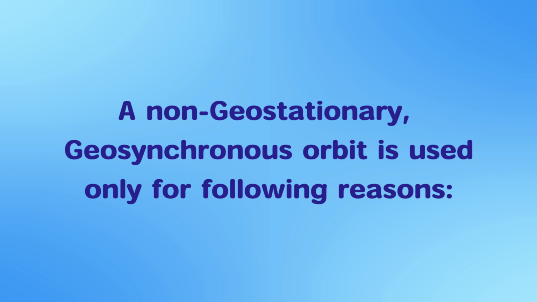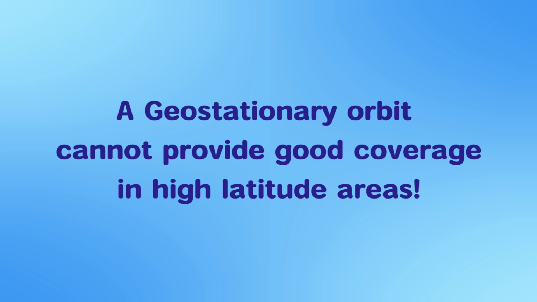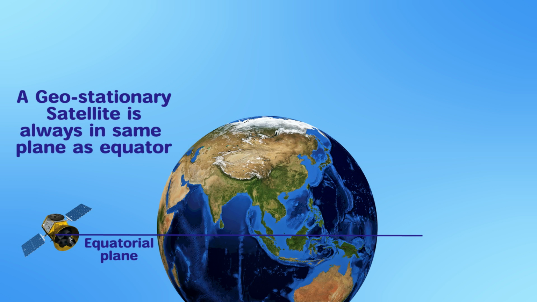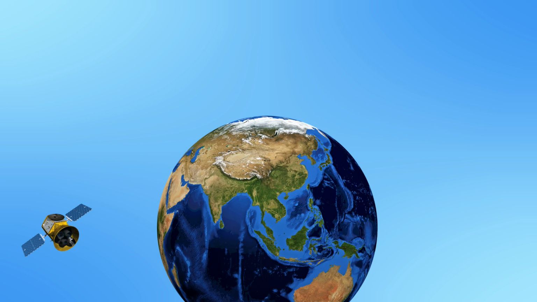The only reason a non-geostationary geosynchronous orbit is used is as follows. A geostationary orbit cannot provide good coverage in high latitude areas, that is polar regions beyond the Arctic and Antarctic circles. This is because as the latitude of a location moves up north from the equator, the ground station antennas will need to be positioned more and more towards the horizon. At the equator, a geostationary satellite is vertically above, but at polar regions, the satellite appears to be at the horizon.